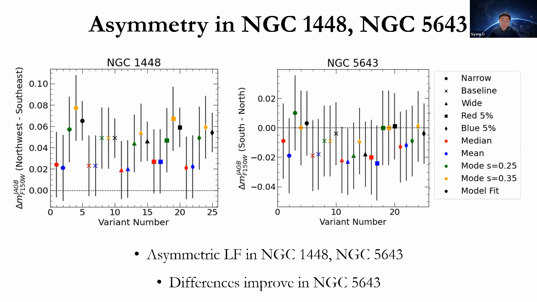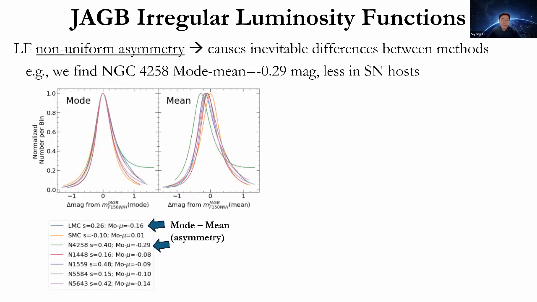1448 shows most of the measured variants are not consistent with 0, whereas for 5643, most of the variants are consistent with 0. So again, that suggests that the variation changes depending on the galaxy looked at. So I mentioned the effect of the differences in the measurement type. And so this primarily arises due to the irregularities in the luminosity function.